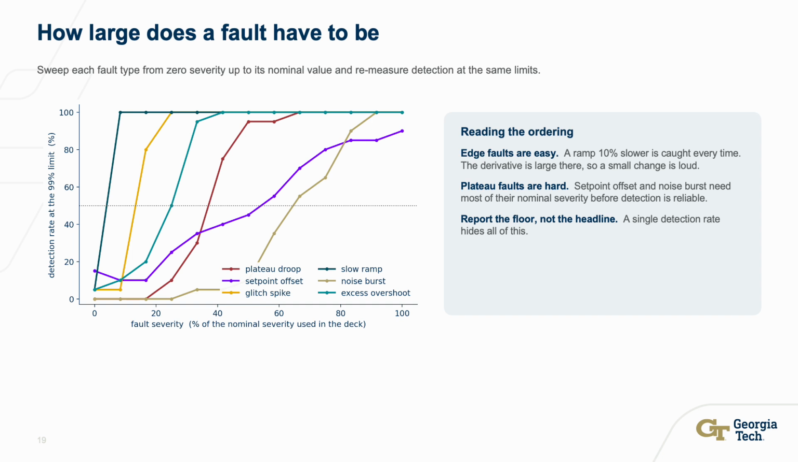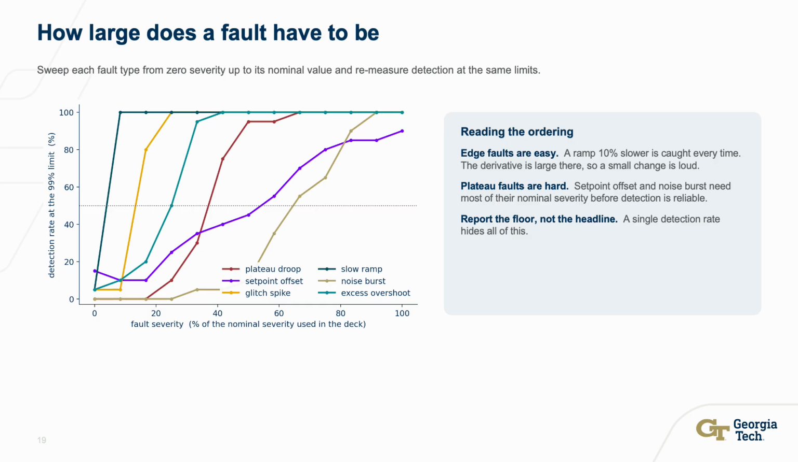Edge faults are easy. A ramp 10% slower than nominal is already caught every time. The reason is the same one from lecture 1. The derivative is large at the edge, so a small change in the recipe produces a large change in the signal. Plateau faults are hard. Set point offsets and no bursts need most of their nominal severity before detection becomes reliable, because the plateau is where the signal is flat and the healthy population is tightest.